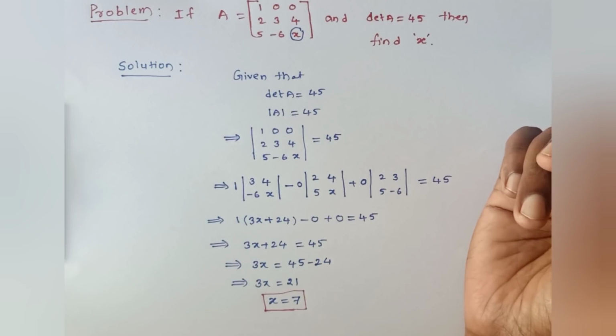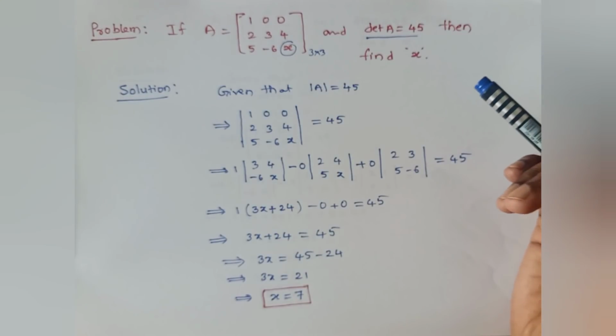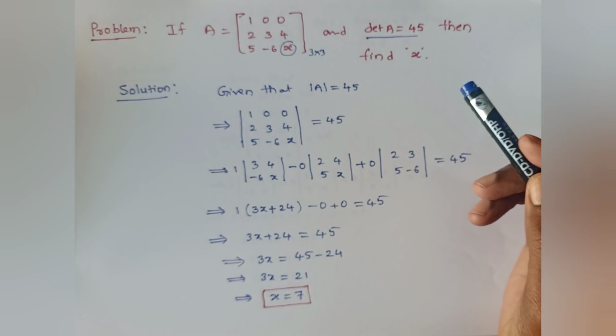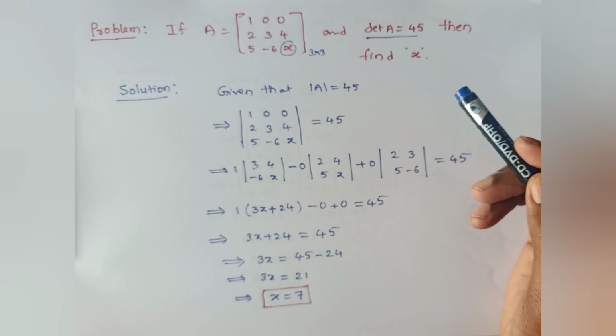So dear students, I hope you understand the definition of determinant of a 3 by 3 matrix, and how to evaluate it. In a similar way, we can apply the definition of the determinant for 4 by 4, 5 by 5 and so on up to n by n square matrix. Thank you.